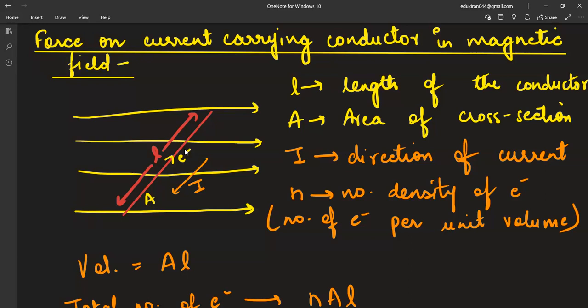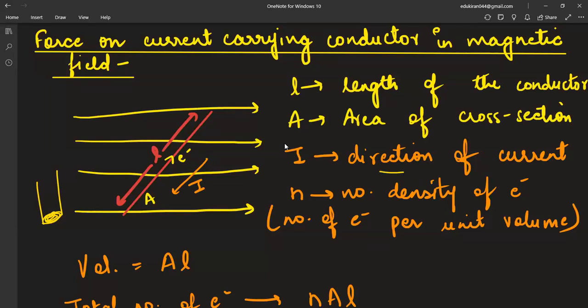Formula is very important. So we have considered a conductor, the conducting wire. Conductor is there of length L. So let's assume area of this conductor, whatever is the cross section area, no? This area we have assumed to be A. So A is the area of cross section. Direction of current, let's say if electrons are moving upwards, current is moving downwards. So we have assumed that I is giving you the direction of current, and this is the current itself. It's not only the direction, it is telling you the current also itself.